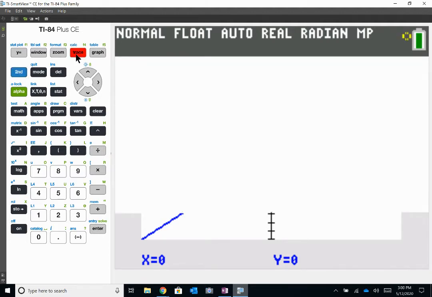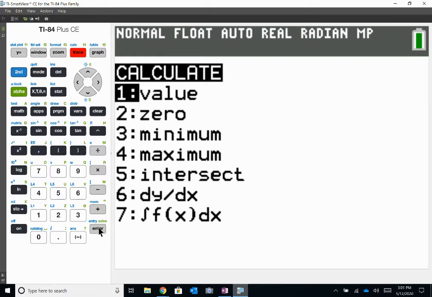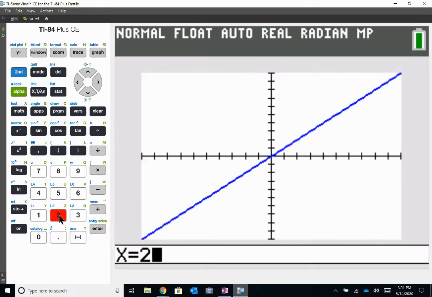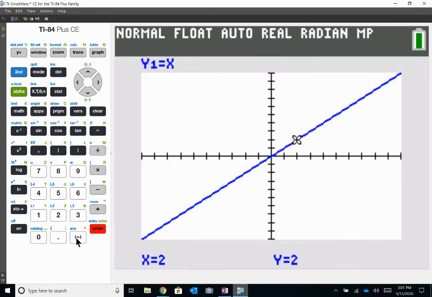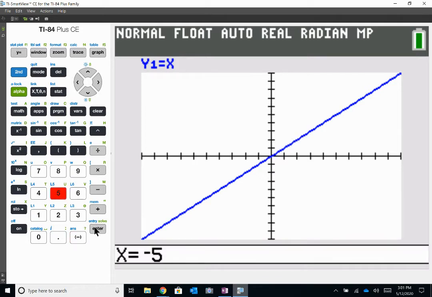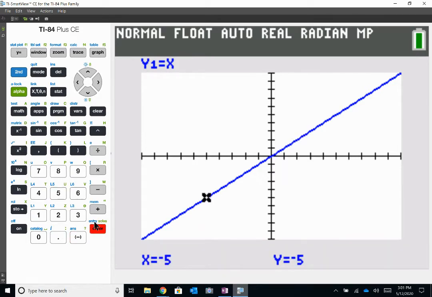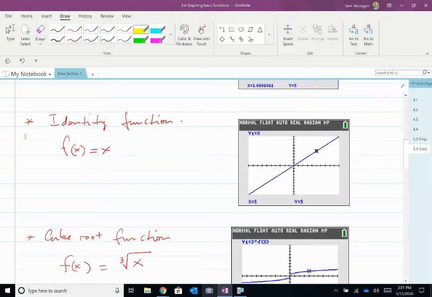And you can also calculate any value. Now we know that if x is equal to 2, y will be equal to 2. If x is equal to -5, y will be equal to -5, because it's simply y is equal to x. And this is known as the identity function.